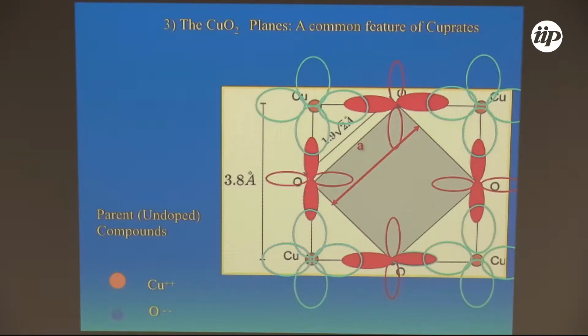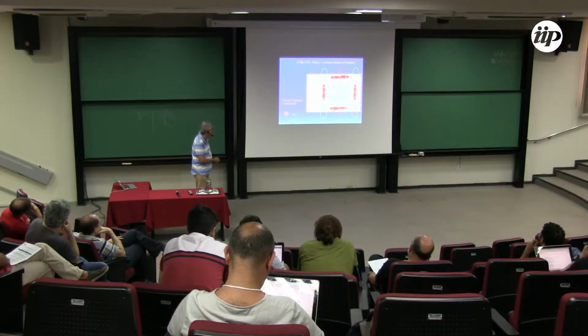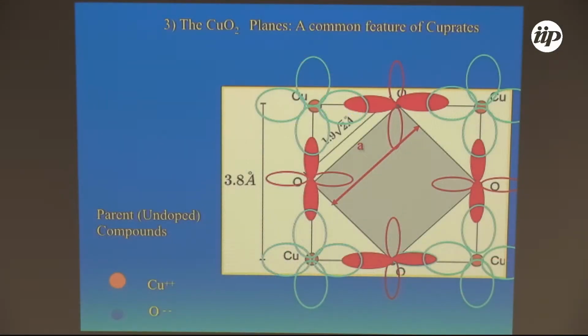A central property of all cuprates is the presence of these copper oxide planes, which have some peculiar features. So we have copper ions on the sites of this square lattice. This is copper 2+ in a 3d9 configuration. So these are d orbitals, and the oxygens are on the links of this square lattice.